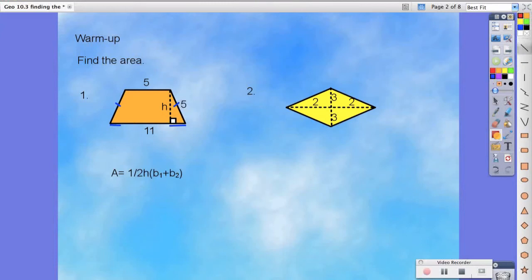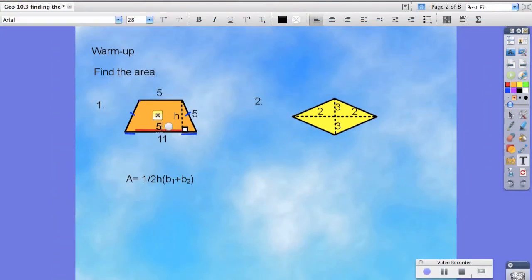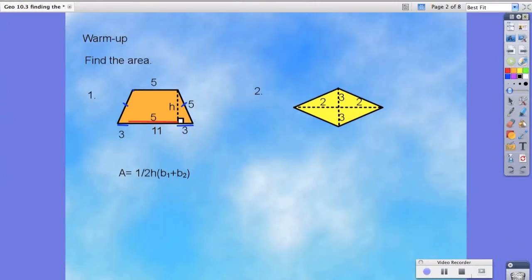So if the distance of your base 1, we're going to use the red line to mark that. If this distance right here is 5 because it matches the top base, then that must mean the ones in blue must be that difference. So that'll be 3, and this will be 3 because they should be the same. So we're looking at a 3, 4, 5 triangle.